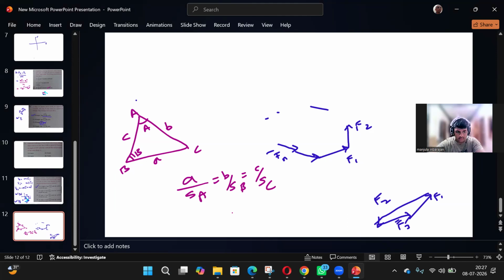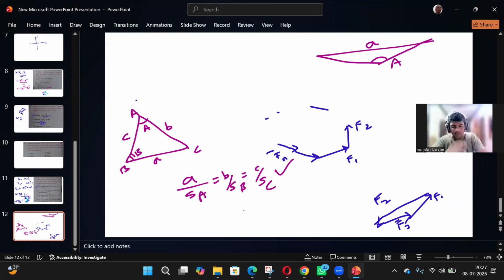So if the angle is more, the corresponding length, the opposite length, will be more. Obviously, I can draw a triangle like this. This angle is the largest, so the side opposite this is also big. So the angle is more means the side facing it is also more. If it forms a closed triangle, then this relation is valid.